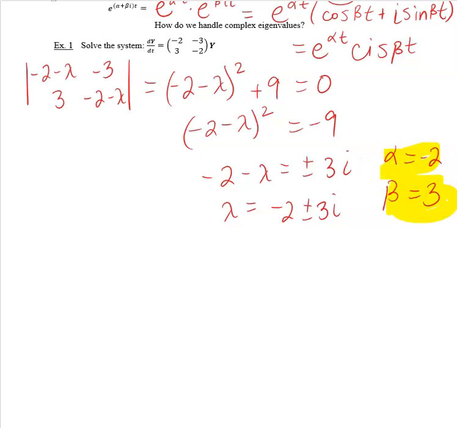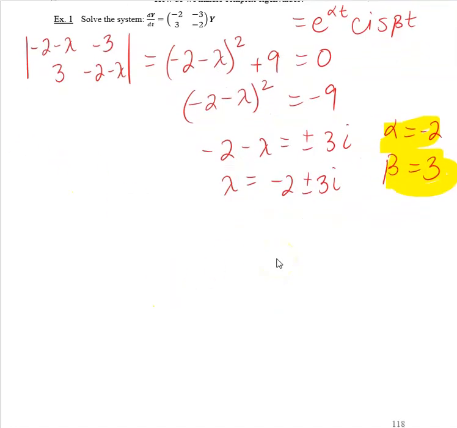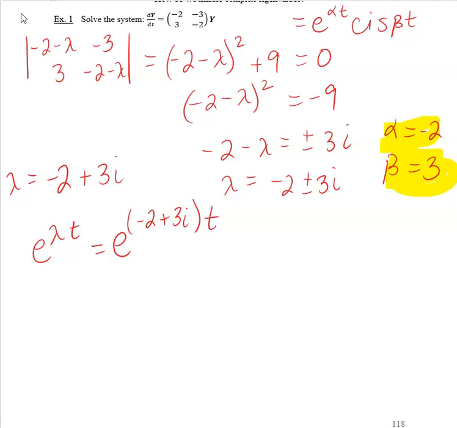All right. And then where do we go from there? So our lambda value that we want to work with, now whether we call it lambda 1 or lambda 2, it really doesn't matter. We're just going to work with one of them. So the lambda that we want to work with is going to be negative 2, I'm just going to use the positive, plus 3i. And so e to the lambda t becomes what? Since this is our lambda, we're going to have e to the negative 2 plus 3i t, and then using Euler's formula, that becomes e to the negative 2t cis of 3t.